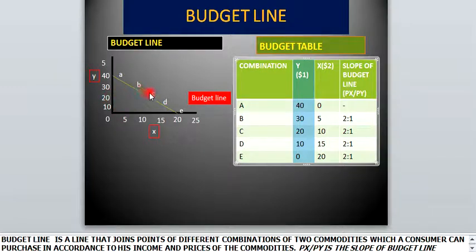That is point C, 10 of X. Then when we have 10 of Y, we have 15 of X. But when we have 0 of Y, we have 20 of X. So this line now shows us the different combinations, the different pairs of commodities which a consumer can afford when his income is constant.